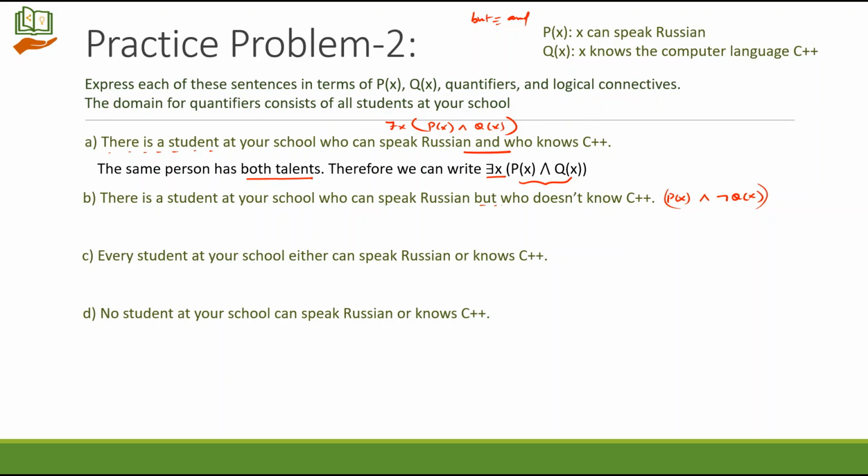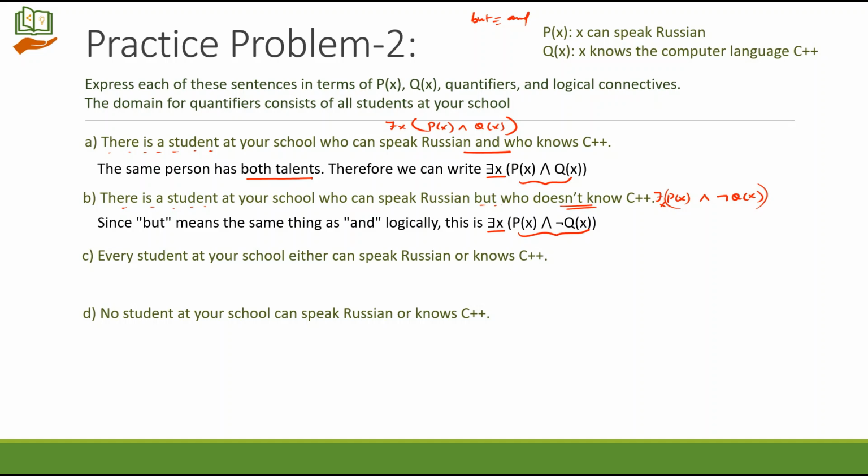To which quantifier do we connect this? There is a student. So this is existential quantifier. Since but means the same meaning as and logically, this is existential quantifier along with this particular expression. Why are we negating? Because it is does not know C++.